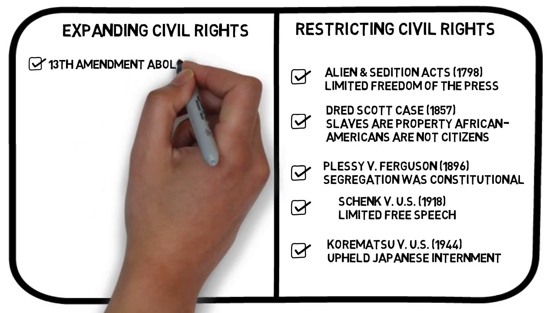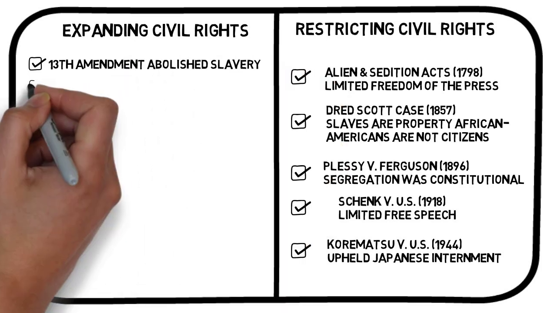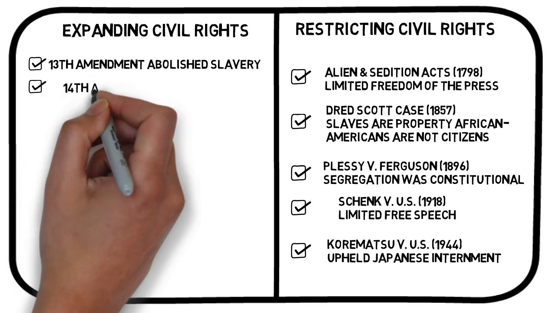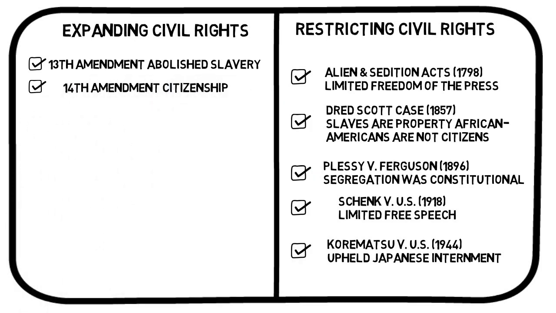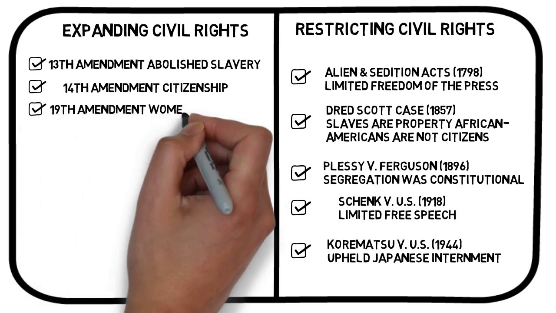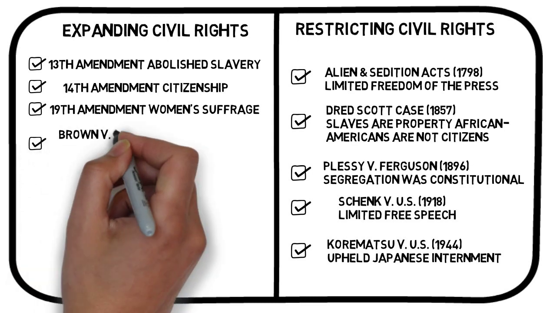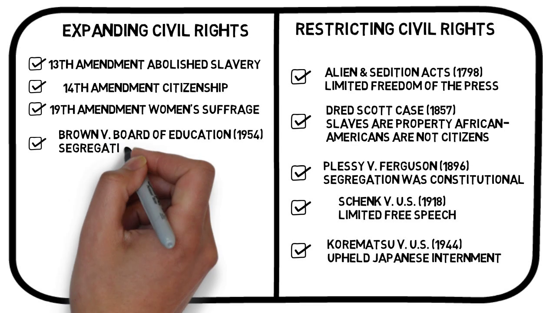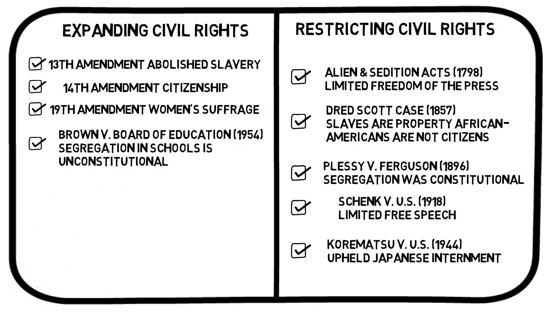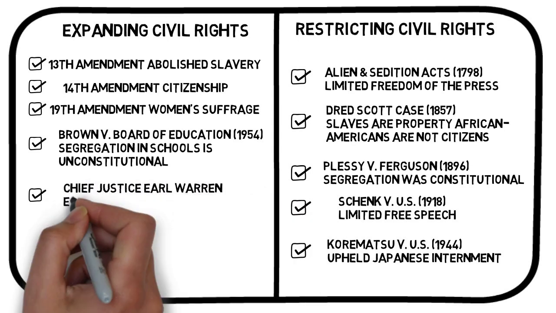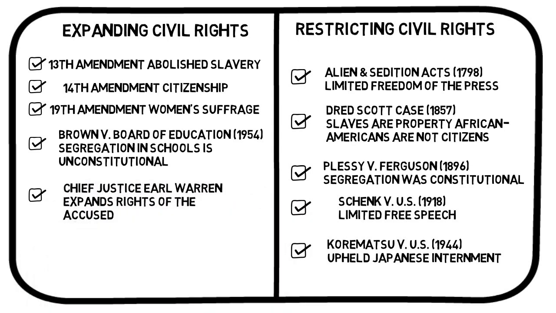Other times, the Constitution has expanded civil liberties. For example, the 13th Amendment abolished slavery. The 14th Amendment guaranteed equal protection of the laws for every citizen, and everyone born in the United States was considered a citizen. The 19th Amendment protected women's right to vote nationwide. Racial segregation in schools was ruled unconstitutional in the pivotal 1954 Brown v. Board of Education case. And throughout the 1960s, under Chief Justice Earl Warren, the Supreme Court made many rulings that further solidified and defined the rights of people who are accused of crimes.